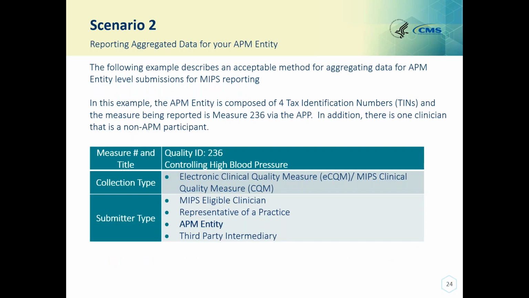Okay, let's talk about aggregating data a little bit more for your APM entity. So in this particular scenario, again, this is taken from the data aggregation fact sheet that we recently posted in the APP toolkit. This particular scenario gives an example of an APM entity needing to report the quality ID 236, which is controlling high blood pressure. In this scenario, we have one APM entity that is composed of 4 TINs/NPIs, so 4 clinicians. There's also one additional clinician that is not a participant in the APM entity. Next slide.